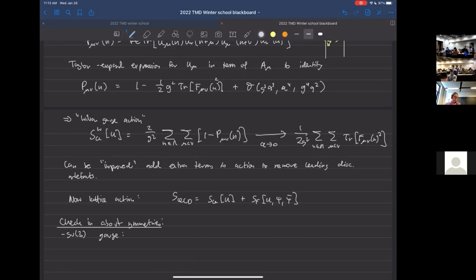Okay, great. So SU(3) gauge symmetry, is it preserved? Is it not preserved? How is that reflected in our lattice action?